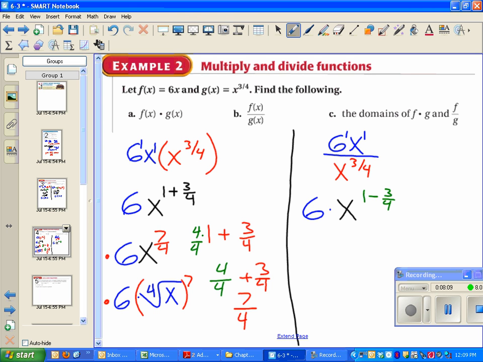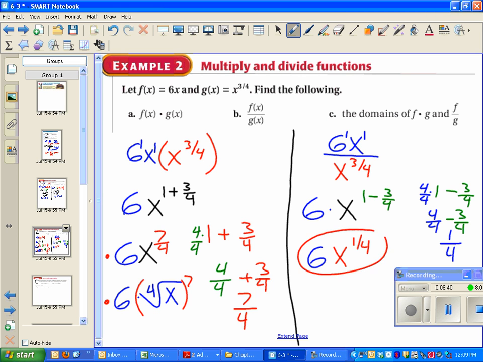So when I find that, I'm still 1 minus 3/4. I'm going to do a little side problem. So I'm going to multiply 1 by 4/4. So I have 4/4 minus 3/4. So I keep the same name of 4 and I subtract, so that would be 1/4. And since 1/4 is positive, it's going to stay in the numerator. So I have x to the 1/4 power, which is going to be the same thing as 6 times the 4th root of x, which will help us with the domains.